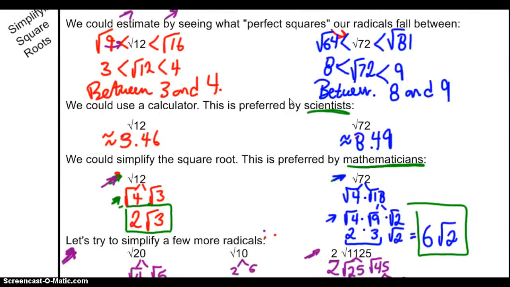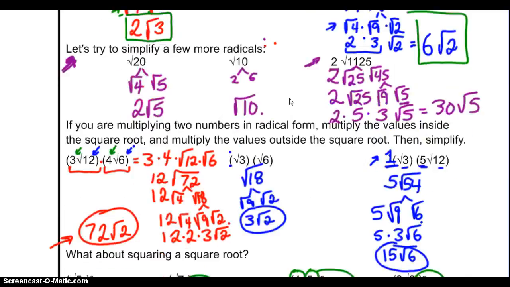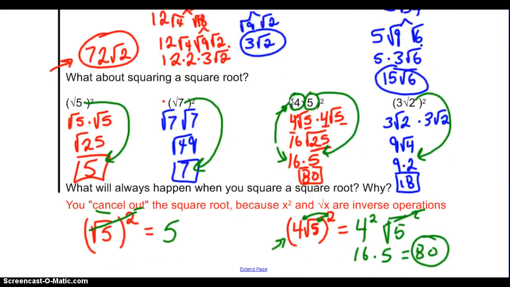So throughout this video, we have remembered our perfect squares, learned what a square root was, learned how to estimate a square root, learned how to use a square root on a calculator, learned how to simplify a square root, did some more practicing simplifying square roots and radicals, multiplied square roots, squared square roots, and made a generalization about what happens when we square a square root.